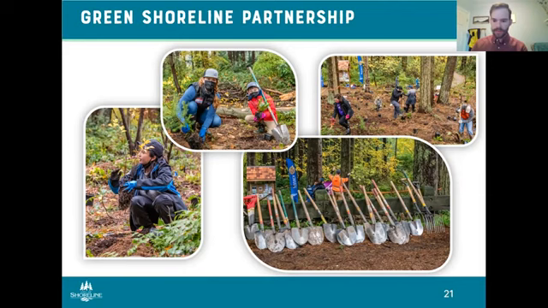And so last year in 2021, there were 700 volunteers involved, and we planted over 3,000 trees in 2021 through this program. And this supports both the health of our current forest and increases the canopy. Next slide, please.